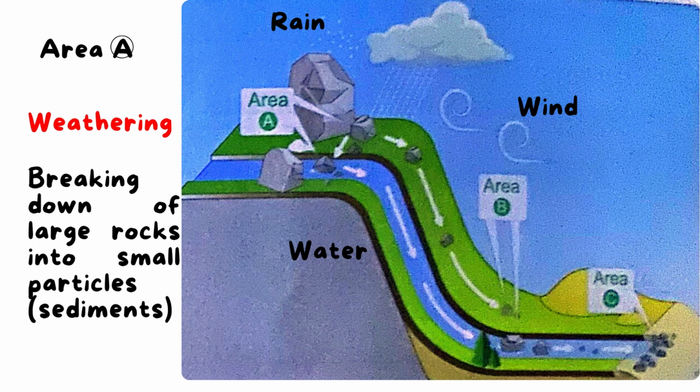Okay, so this is called weathering, and it can happen by what? The effect of water or wind, okay? These are 2 factors that cause weathering, okay? And we have other factors, okay? So in area A, weathering happens as the breaking down of large rocks into smaller particles or sediments, okay?